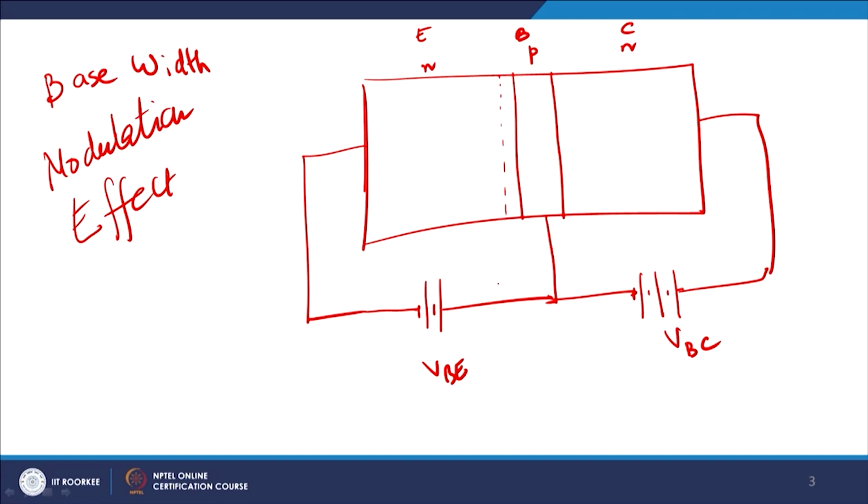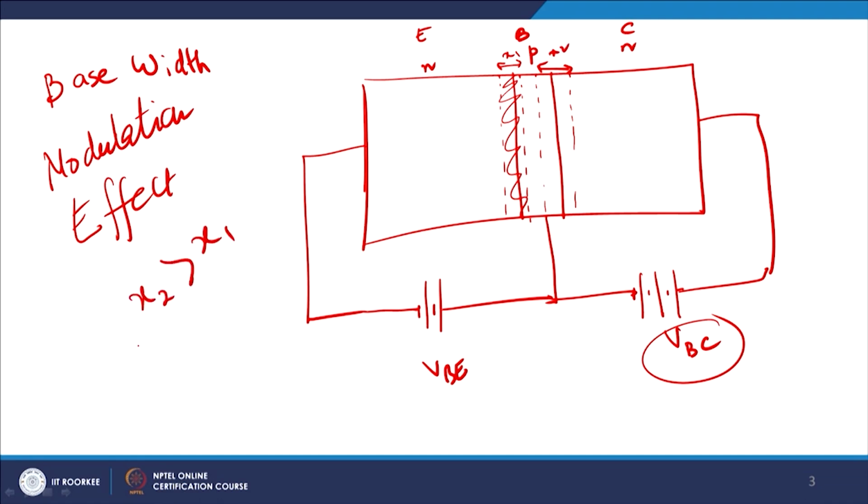Now, you see, because of VBE there will be a thin depletion region here, but since it is forward biased it will be very thin in dimensions, whereas because of VBC I will expect to see a larger depletion width here. So if this is say x1, and this is x2, then obviously x2 will be larger than x1, because your base collector is reverse biased and your emitter base is forward biased.